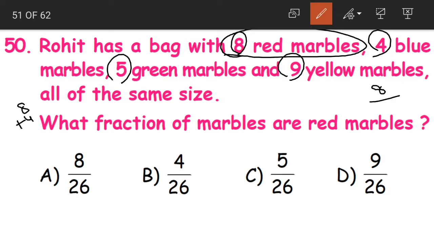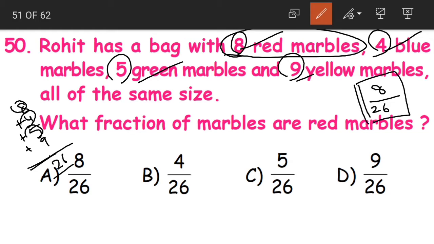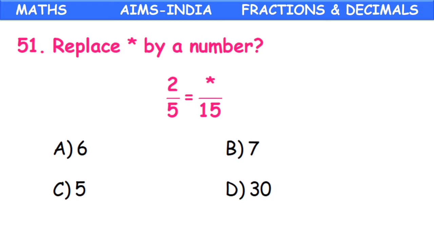8 plus 4 plus 5 plus 9. Yes, 8, 4, 5, 9. When we add them together, 8 plus 4, 12, 12 plus 5, 17, 17 plus 9 is equal to 26. So this 26, that is the total number of marbles, becomes our denominator. 8 by 26 is the fraction of red marbles. That is our option A. Yes, children?